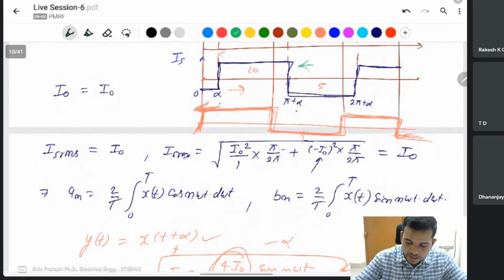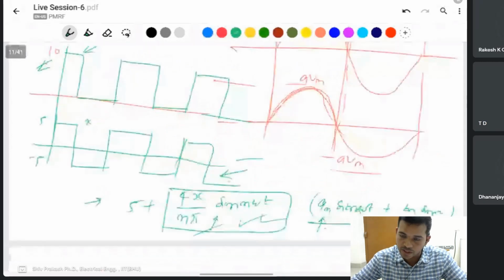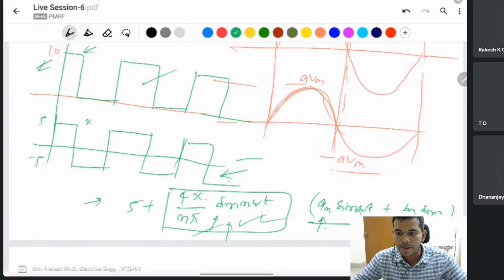You can see here in this waveform, An and Bn both are present, but in this waveform only Bn is present. But the final expression is the same. Even though An and Bn are present, the final expression will be the same. If you take the signal shifted below, then only Bn is present and An is 0. If you take this signal, then An and Bn both are present. If you add them, the final expression is the same.